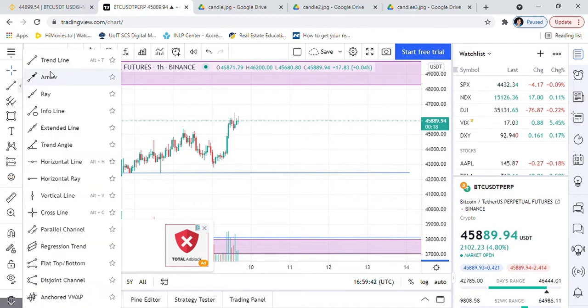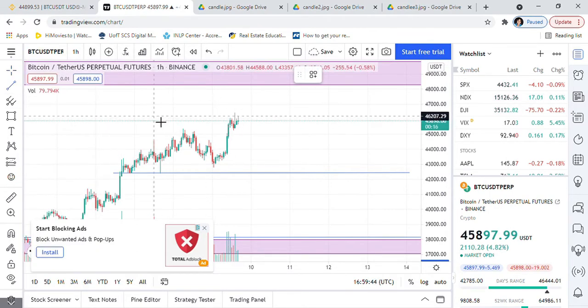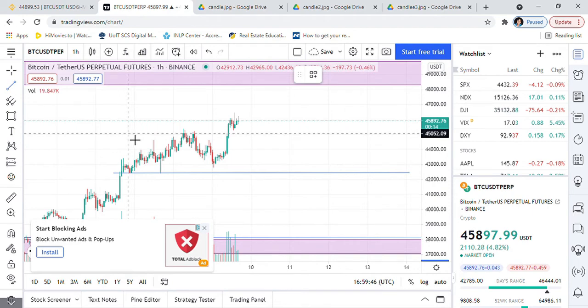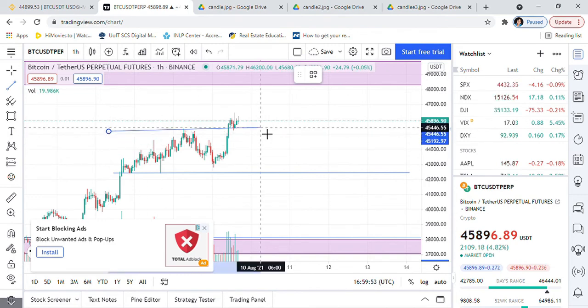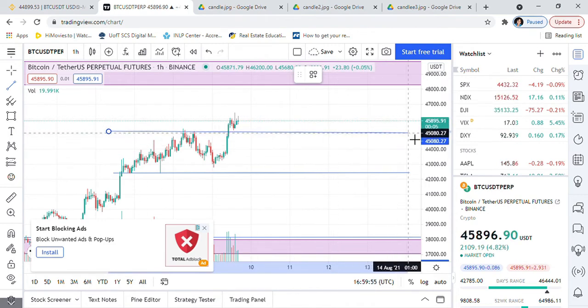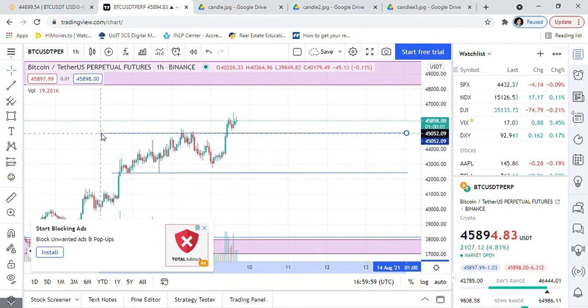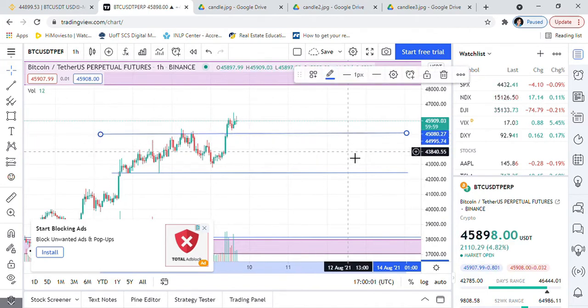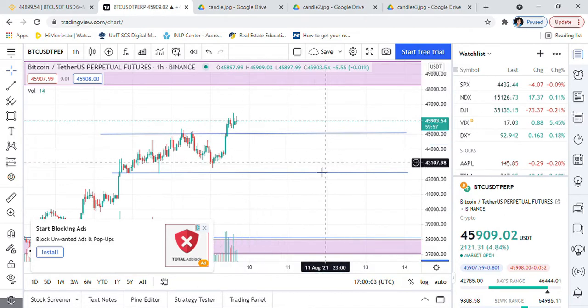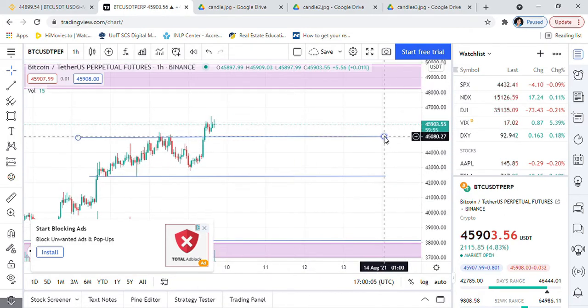And now resistance, let's see what area the price kept going up to and then just failed to break above. So I'll draw this line right here. Right here I can see this is the highest price that it kept going to but kept getting rejected. So I draw that line right here.